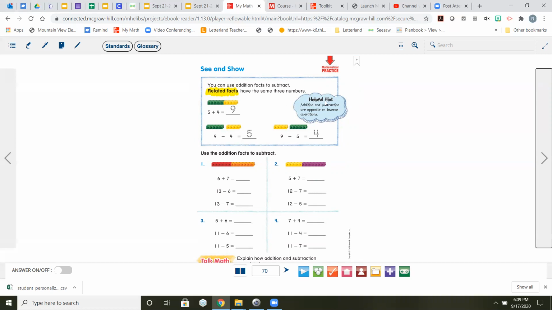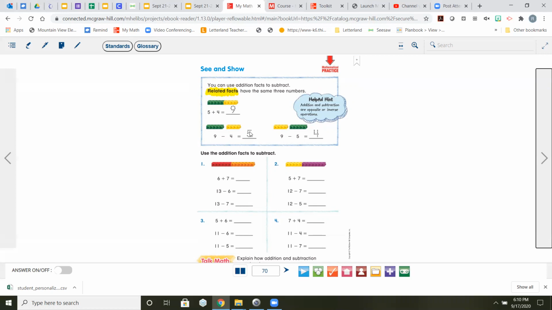So let's look at our helpful hint real quick. Addition and subtraction are opposite or inverse operations. Let me show you how that works. Let's come up here where we had 5 plus 4 equals 9. Now, if I go the opposite direction and start from the back going forward to the first of it, I'm going to do the opposite of what is here, which would be subtraction. So right here, I'm going to say 9 minus 4 equals 5. Look what this is down here. This is exactly what I just said out loud, but written in the correct order.